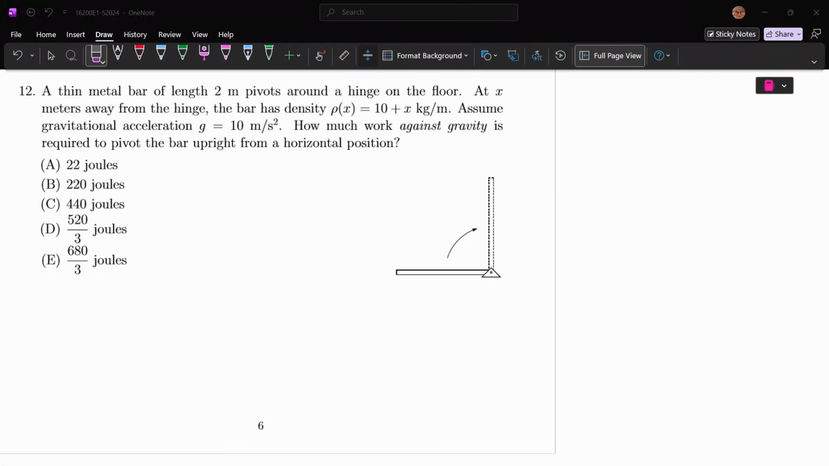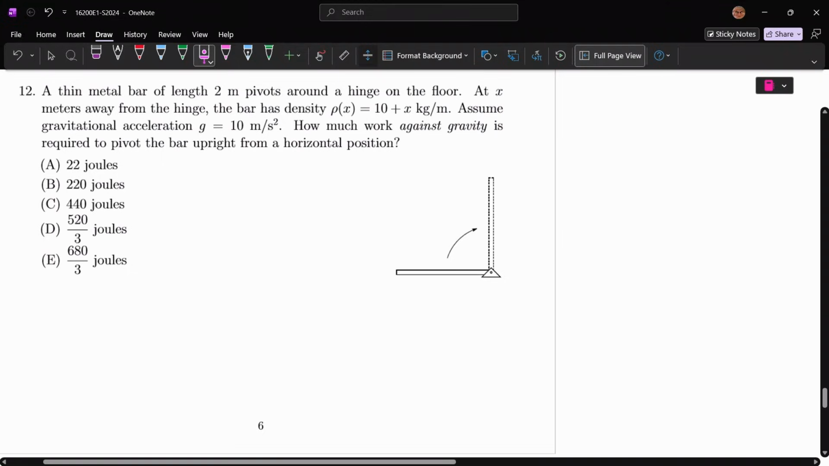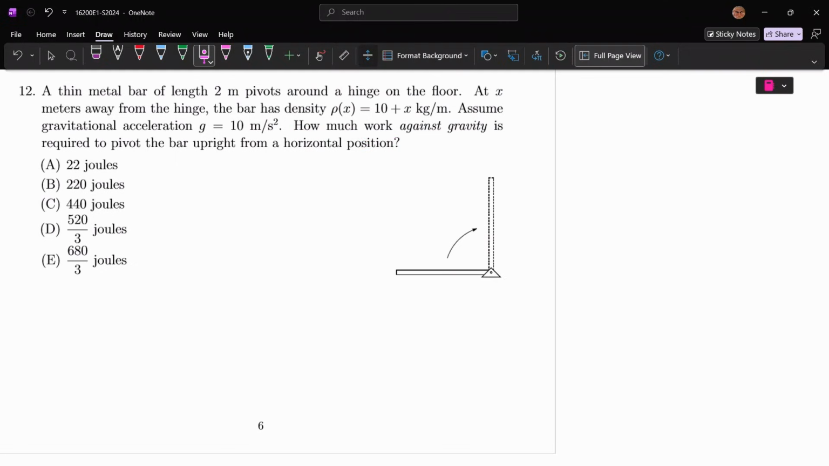Okay, so there's 3 things that I want to bring up in this question. The first thing is, the question is asking us to compute a work because it tells us how much work against gravity. And then the question also gives us a density, rho of x. And then it also gives us a gravitational acceleration of g is equal to 10 meters per second squared. So with that in mind, I'm going to bring up 3 things, that being density, force, and work. And I'm going to establish a relationship between those 3 things to come up with an equation that we can use to solve this problem.